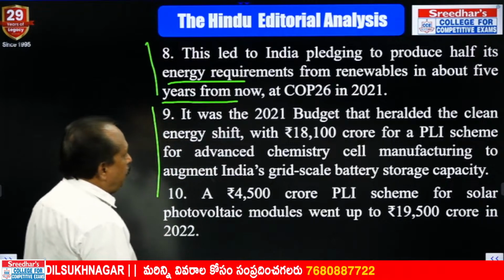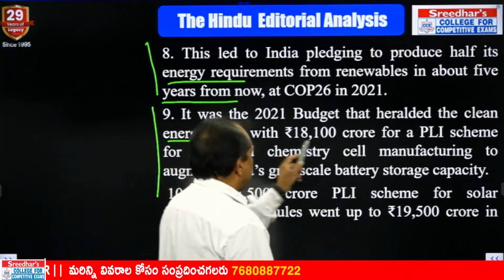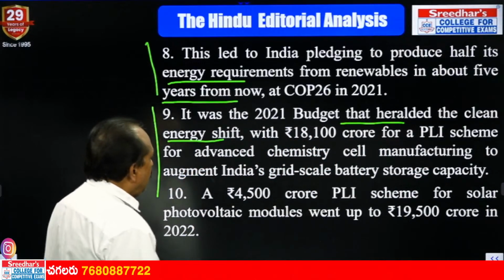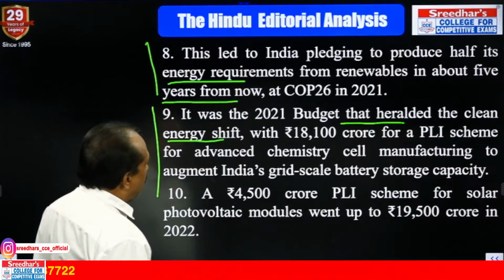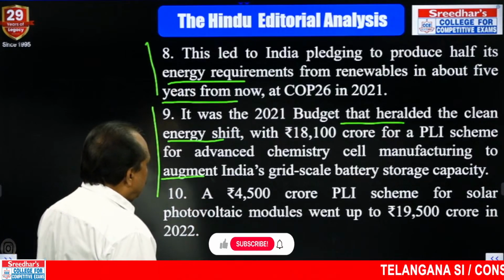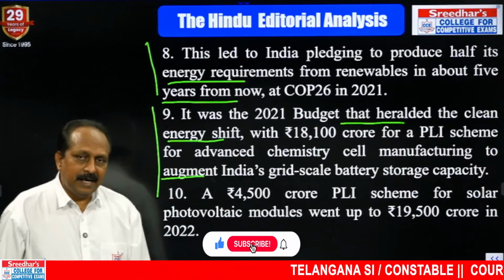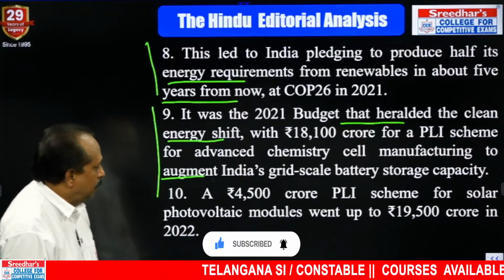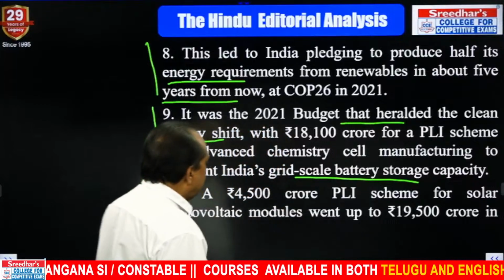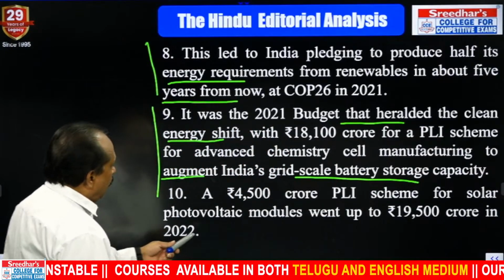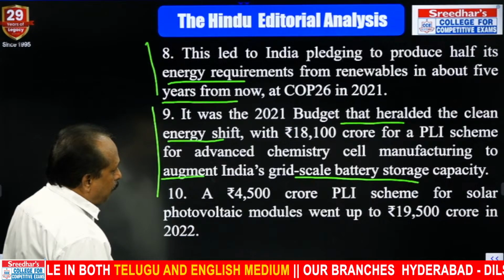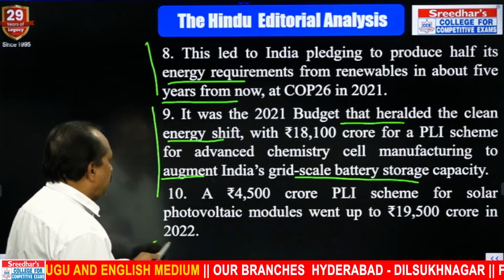It was the 2021 budget that heralded the clean energy shift. Heralded means it brought that change, the clean energy shift, with 18,100 crore for a PLI scheme for advanced chemistry cell manufacturing to augment. Augmentation means what? Increase, one of the meanings. And India's grid scale battery storage capacity, increase grid scale battery storage capacity. A 4,500 crore PLI scheme for solar photovoltaic modules went up to 19,500 crore in 2022.